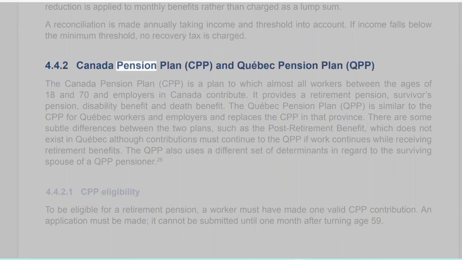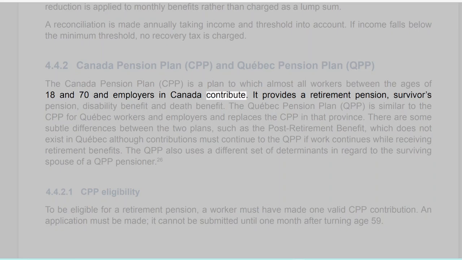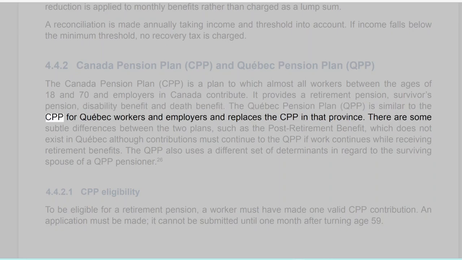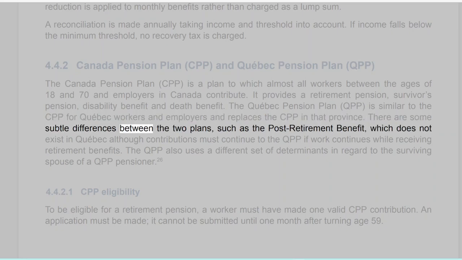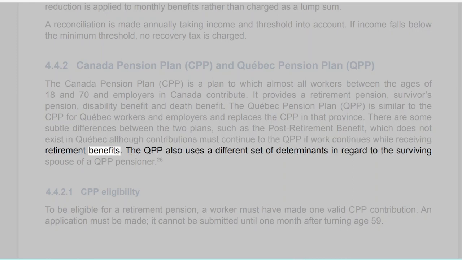4.2 Canada Pension Plan, CPP, and Quebec Pension Plan, QPP. The Canada Pension Plan, CPP, is a plan to which almost all workers between the ages of 18 and 70 and employers in Canada contribute. It provides a retirement pension, survivor's pension, disability benefit, and death benefit. The Quebec Pension Plan, QPP, is similar to the CPP for Quebec workers and employers and replaces the CPP in that province. There are some subtle differences between the two plans, such as the post-retirement benefit, which does not exist in Quebec, although contributions must continue to the QPP if work continues while receiving retirement benefits. The QPP also uses a different set of determinants in regard to the surviving spouse of a QPP pensioner.